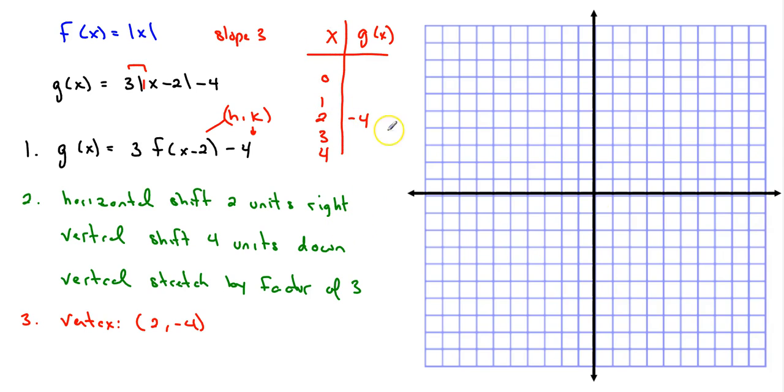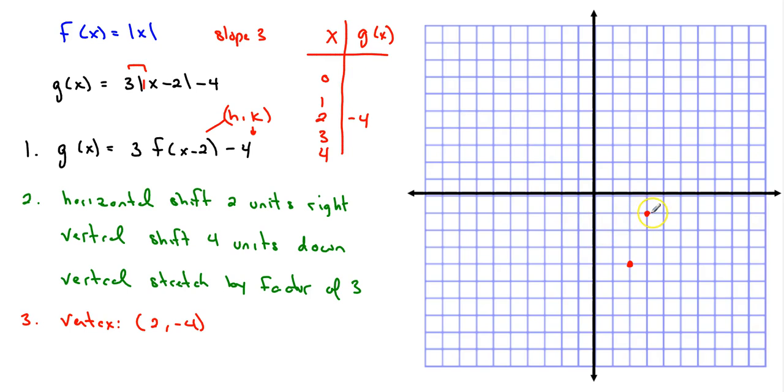So 2, negative 4 is my vertex. 1, 2, 1, 2, 3, 4. I'm here. If I use my slope of 3, I should rise 3, 1, 2, 3, and run 1. Let me verify that. If I plug in 3 into my function, what's 3 minus 2? 1. The absolute value of 1, 1 times 3, 3 minus 4. Did I get negative 1 here as a y value?